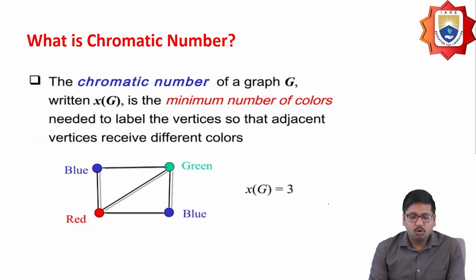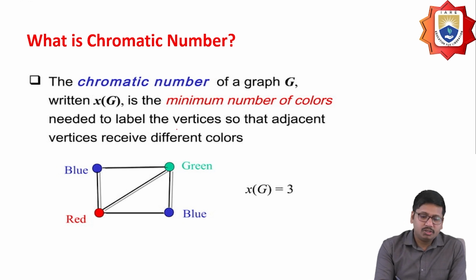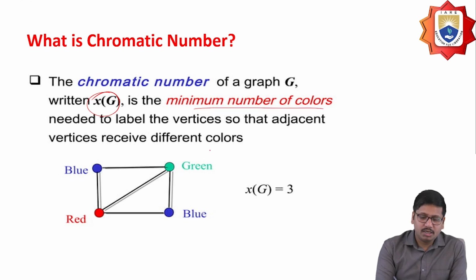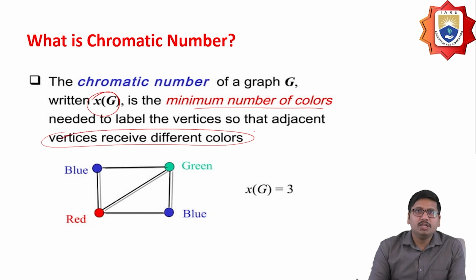And next one, what is a chromatic number? The chromatic number of the graph is defined as χ(G), which is the minimum number of colors needed to label the vertices such that adjacent vertices receive different colors. So the chromatic number of the graph G is written as χ(G), the minimum number of colors needed to label the vertices.